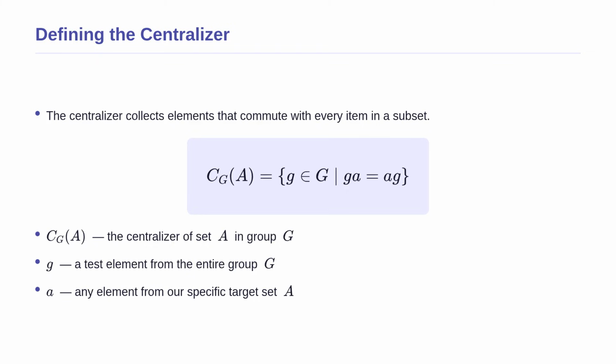Now that we understand the intuitive idea of this special circle of friends, let us define it mathematically. The centralizer of a set A inside a group G is written as C_G(A). It collects every test element g from the entire group that commutes with every single element a in our target set. The equation g times a equals a times g is the mathematical way of saying the order of operations does not change the outcome. If you increase the size of the target set A, it becomes much harder for an element to commute with everything inside it, so the centralizer typically shrinks in size.